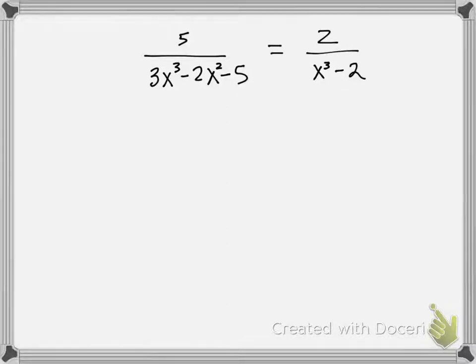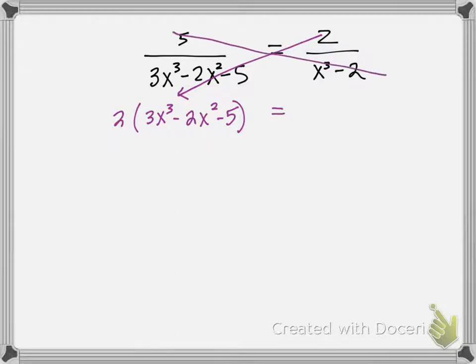So we're going to solve this rational equation by cross multiplying. So we're going to cross over and multiply 2 and then the 3x to the third minus 2x squared minus 5. And that's equal to, we're going to cross over and multiply the 5 with the x to the third minus 2. So cross multiplying clears the fraction.